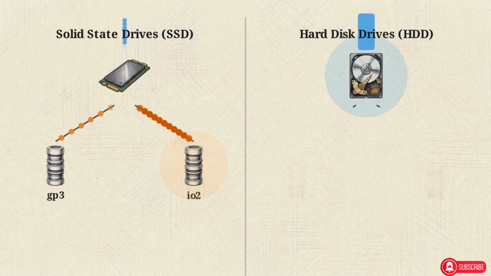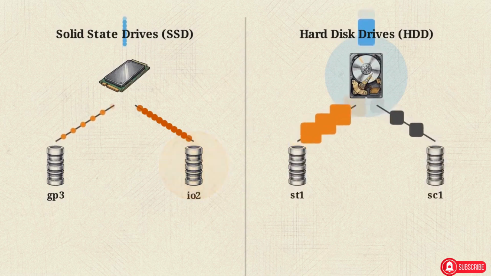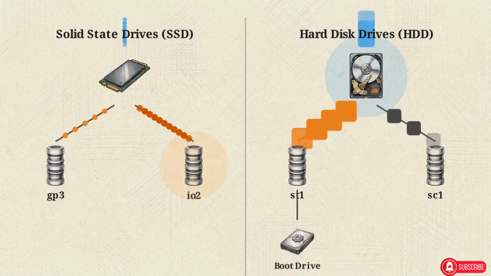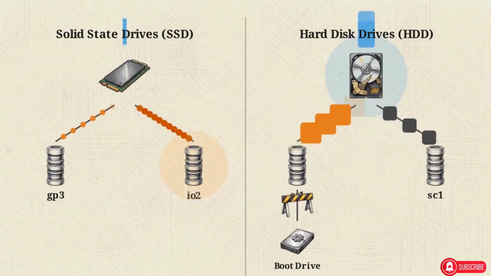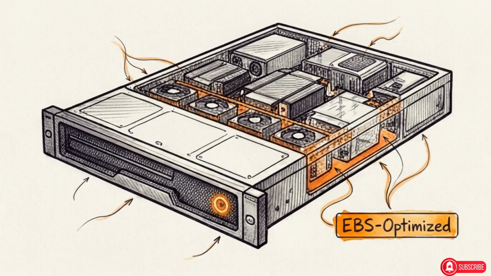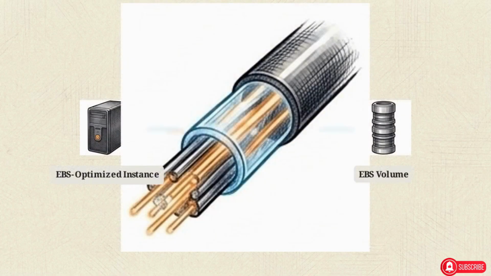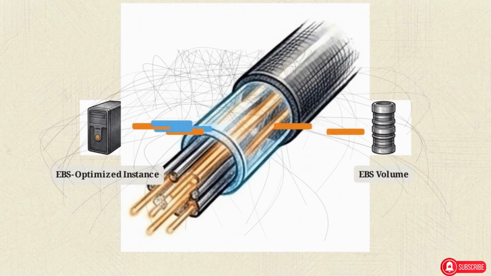Hard disk drives prioritize massive sequential throughput. Tiers like ST1 are excellent for big data processing or log analysis, but AWS explicitly restricts them from being used as the primary boot drive for a server. To reach the highest performance ceilings of those SSDs, your virtual machine must be an EBS-optimized EC2 instance, which guarantees dedicated bandwidth between the server and the storage.